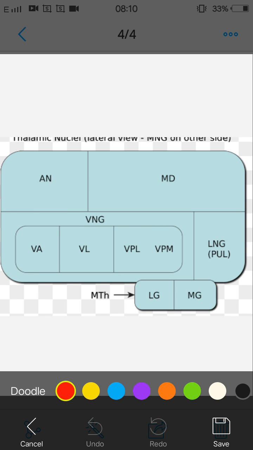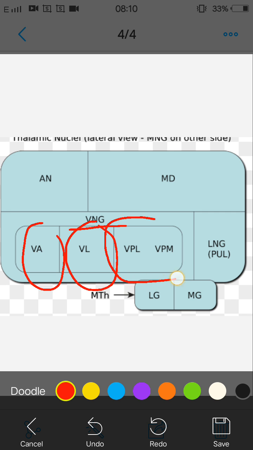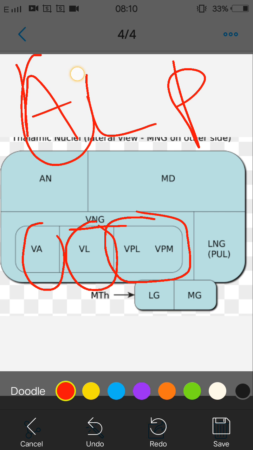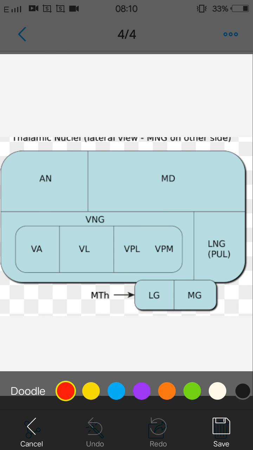Now, this is the ventral nucleus group. I told you it is divided into different parts: ventro-anterior, ventro-lateral, and ventro-posterior nucleus. And this ventro-posterior nucleus is further divided into two more parts, that is ventro-posterior lateral and ventro-posterior medial.